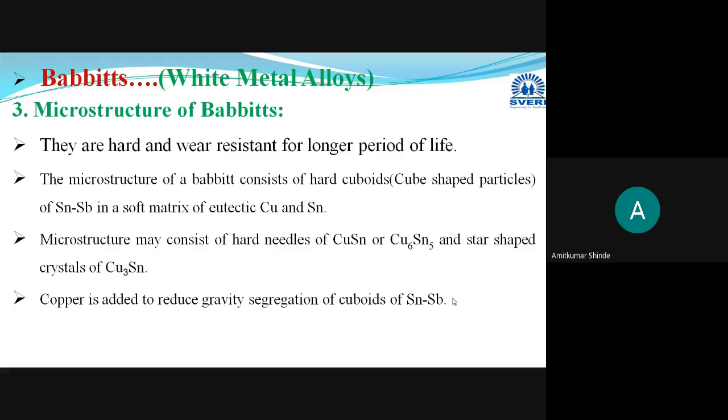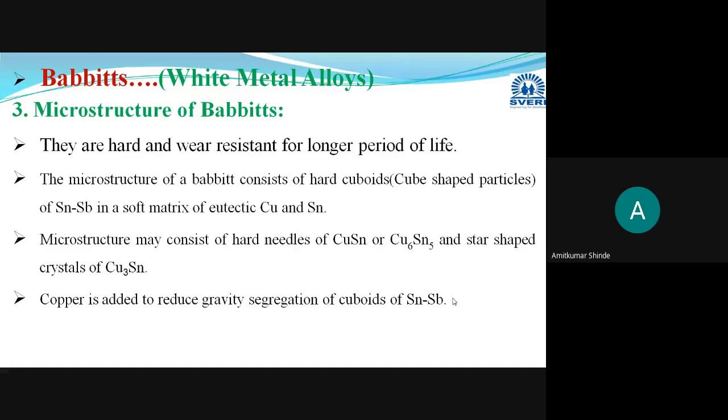Due to that, the top surface of the bearing will become very hard in nature, and the bottom part of the bearing will become softer in nature. Hardness is not uniform throughout because of the segregation of the cuboids of tin and antimony.